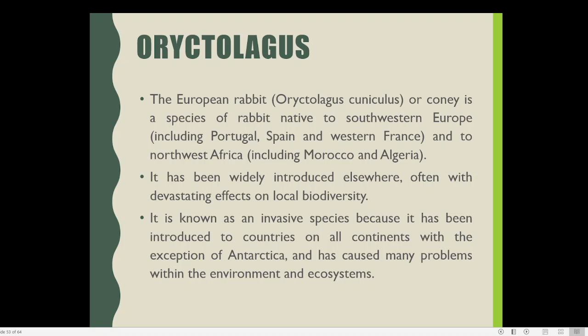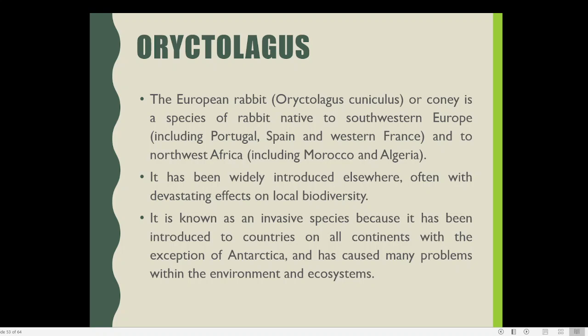There are two families in this Lagomorpha. One is Leporidae. Leporidae means rabbits and hares, and the second family is Ochotonidae. This is known as the pikas. This is the animal known as the pika. Actually, this is a North American animal. So these are the two different groups of animals which come under the Lagomorpha.